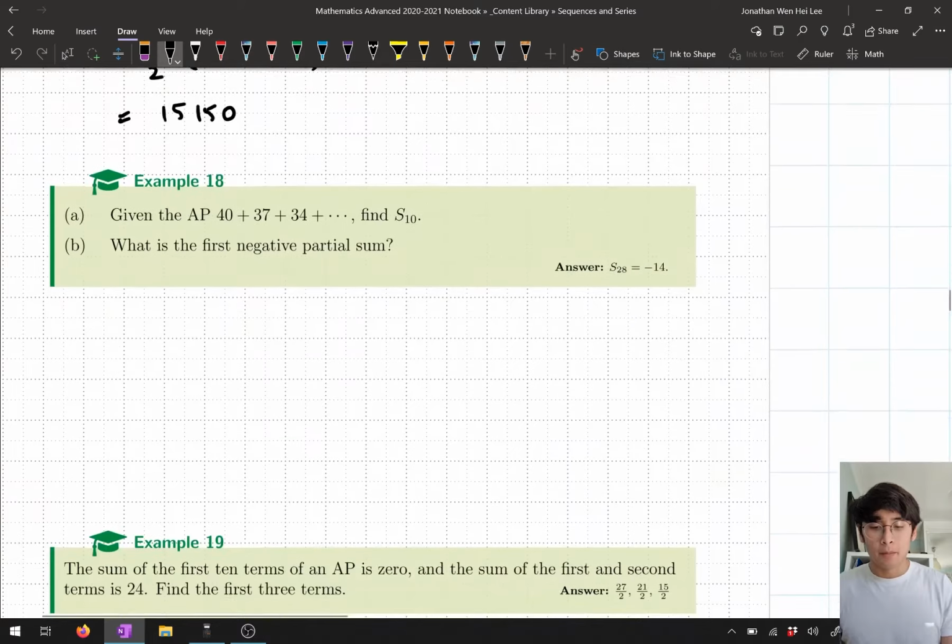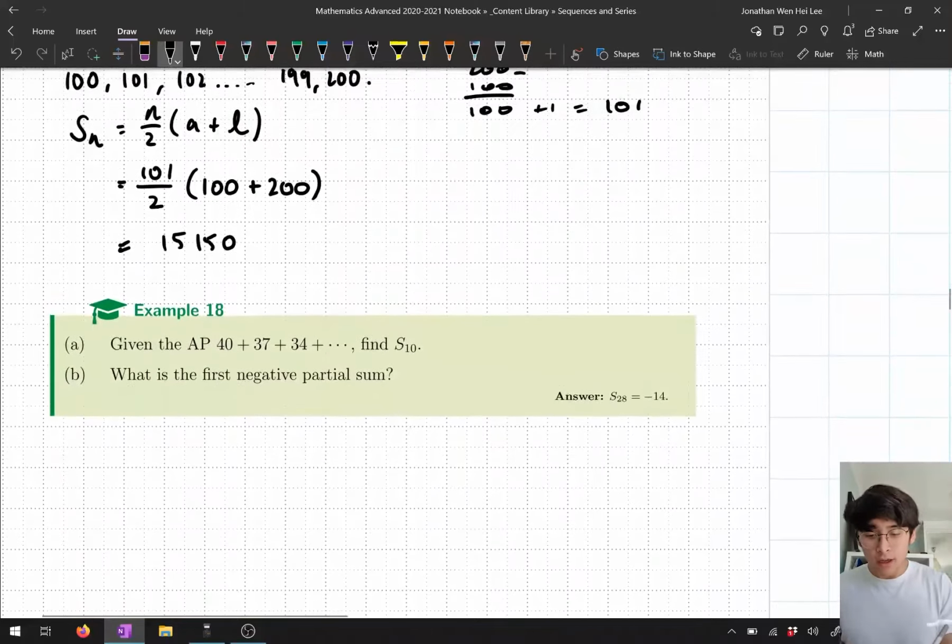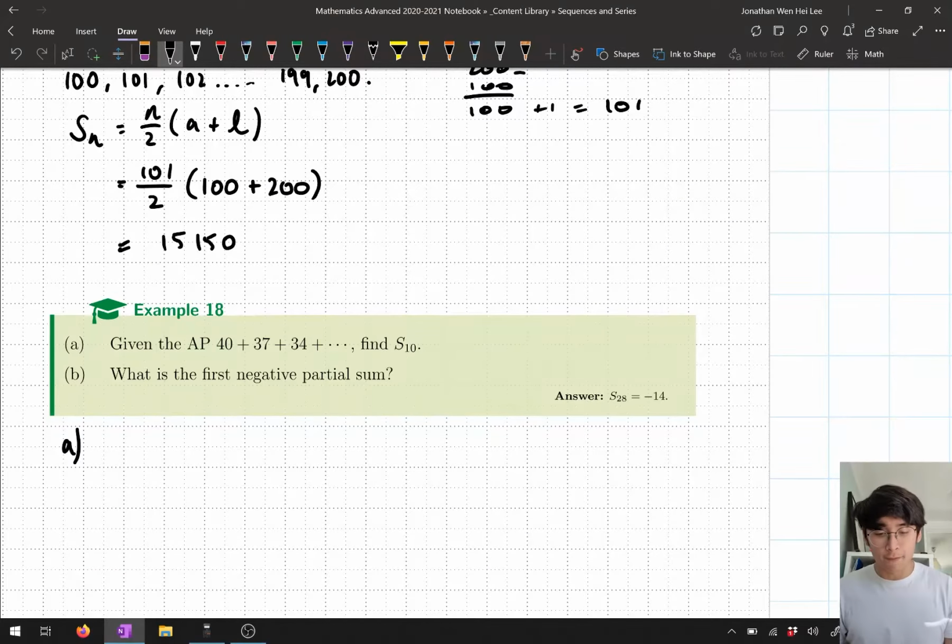Okay, example 18. Given the arithmetic progression 40 plus 37 plus 34, and so on, find S10. So what we want to do is find the sum of the first 10 numbers in this particular progression. Now, if you have a look, we don't know what the 10th term is. They don't tell me what the last term is. So it's going to be a little bit harder to use the formula that we had up here.